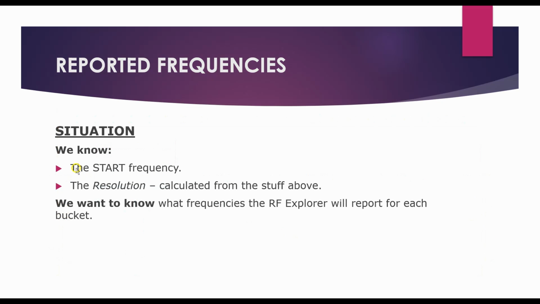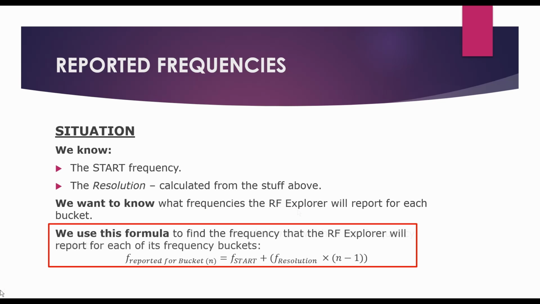We already know the start frequency and we know the resolution. Either we calculated that or we determined that we required a particular resolution, and we want to know what frequencies the RF Explorer will report for each bucket. So we use this formula to find the frequency that the RF Explorer will report for each of its frequency buckets. The reported frequency for any given bucket N is equal to the start frequency plus the resolution times the bucket number N minus 1. Let's look at an example.